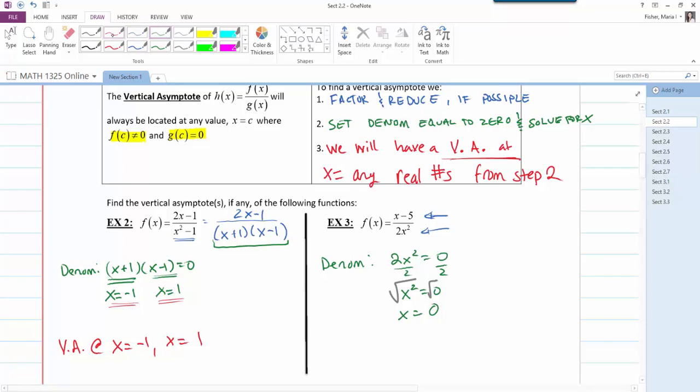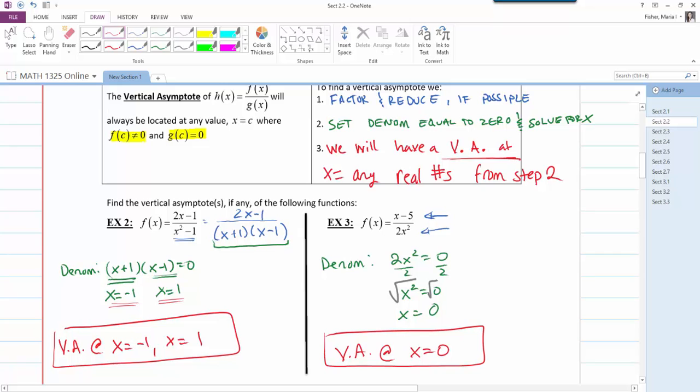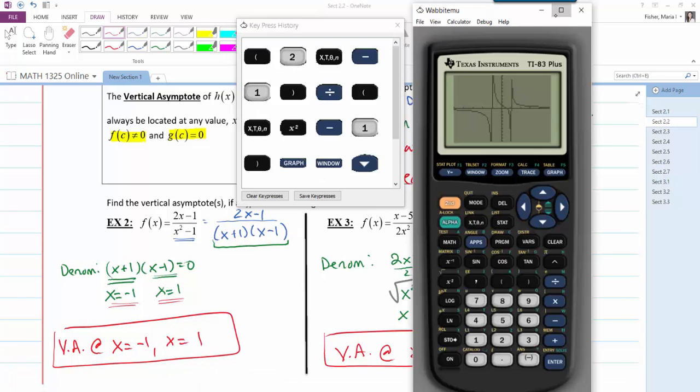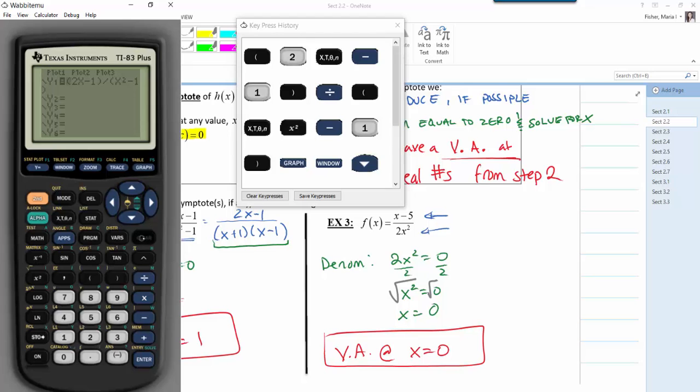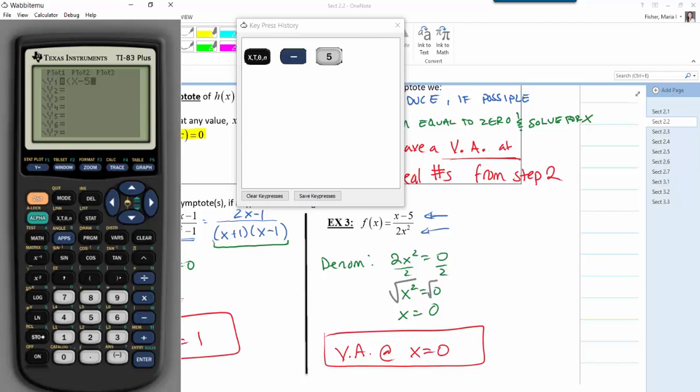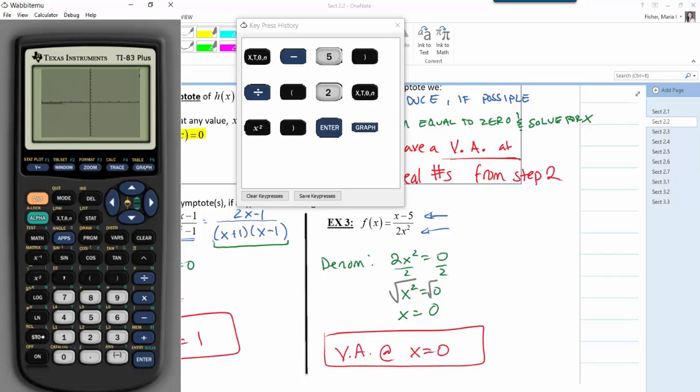0 is a real number, so our last and final step is just to say we have a vertical asymptote at x equals 0. So that is how we're going to find vertical asymptotes in this class. Again, if we wanted to, we could stick this in the graph just to prove to ourselves that we were right. Our numerator would be x minus 5, and our denominator would be 2x squared. We hit graph, and you notice here is x equals 0. To the left and to the right, we seem to be going to negative infinity. Therefore, x equals 0 is a vertical asymptote of this function.